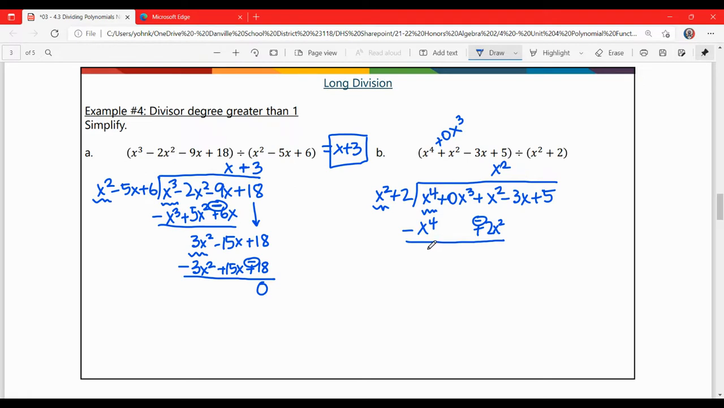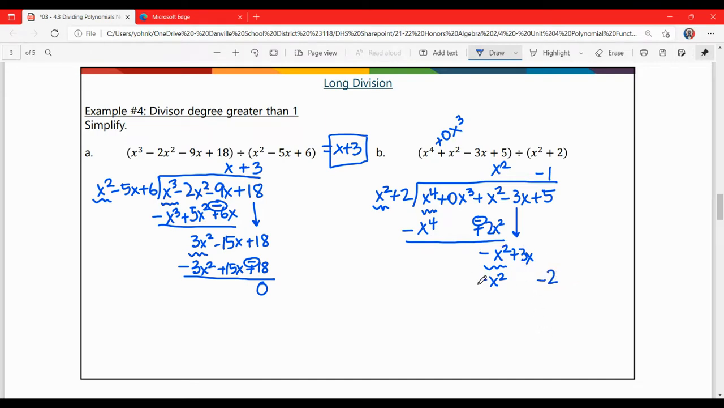The x to the fourth add 0. There is no x cubed. Then I add 1 and negative 2 to get negative x squared. Bring down the 3x. So then you ask yourself, x squared goes into negative x squared how many times? The answer is negative 1, so I put it over the 5. And then I multiply, negative 1 times x squared is negative x squared. Negative 1 times 2 is negative 2.